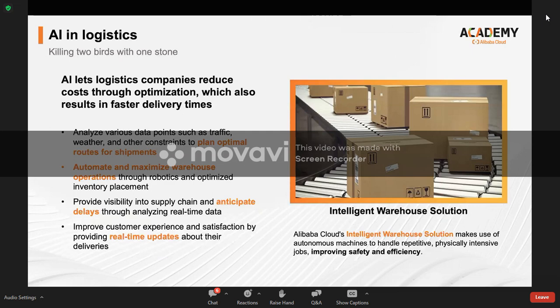And then AI is available in logistics as well. Here it will help users to plan optimal routes for shipments, and to automate and maximize warehouse operations. It will help to provide visibility into the supply chain, and it will anticipate delays by analyzing real-time data. For Alibaba Cloud, we have the intelligent warehouse solution. It will help to handle repetitive and physically intensive jobs, like moving goods from one place to another, and to improve safety and efficiency.